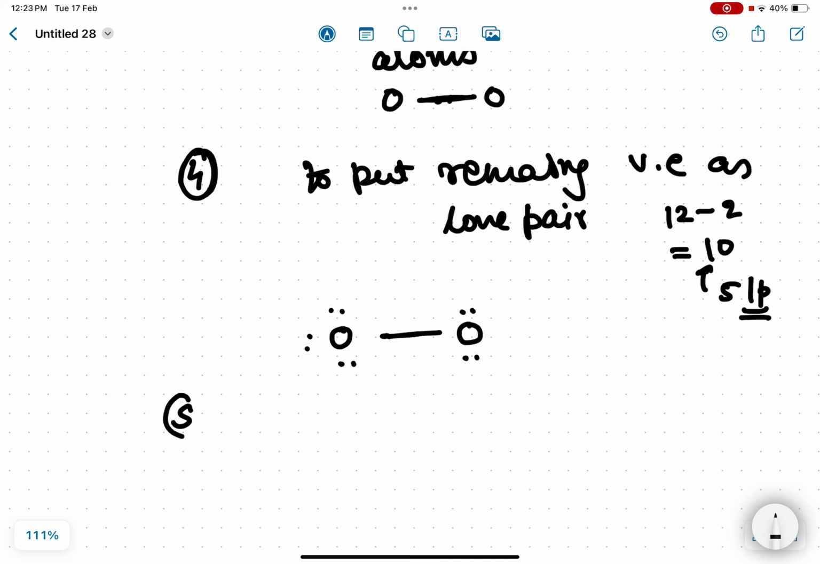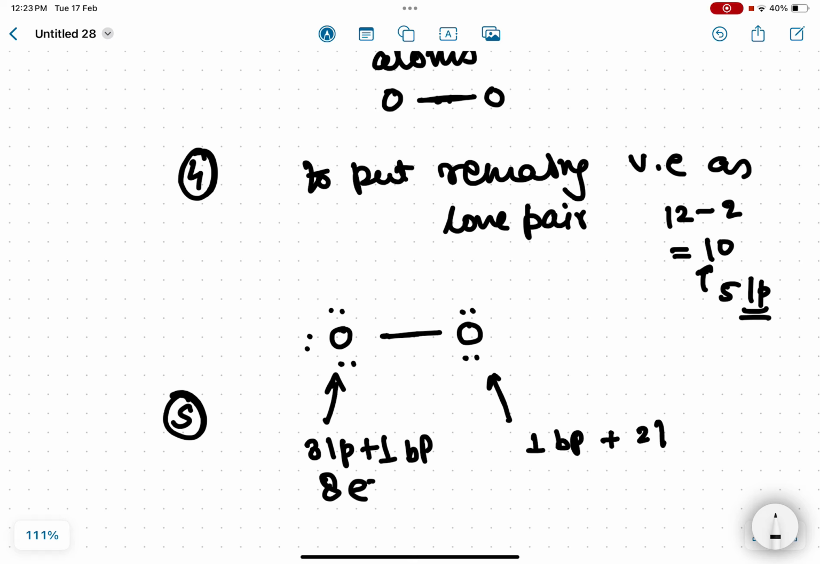Now let's see the fifth step. In this we have to see if the octet of all the atoms is complete. If we see here, its octet is complete: 3 lone pairs plus 1 bond pair, so it has all 8 electrons. Octet is complete. But if we see here, only 1 bond pair and 2 lone pairs, so it has only 6 electrons in its valence shell.